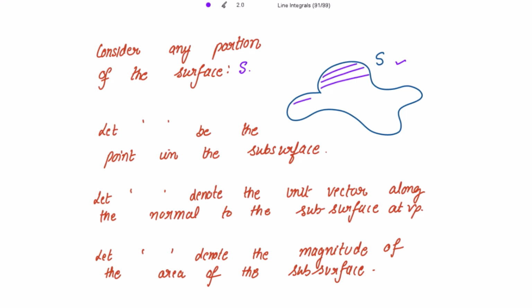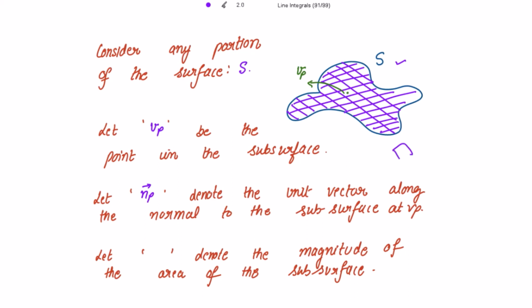And I'm going to divide this surface into many subsurfaces, and let me consider this subsurface, and I'm taking a point in the subsurface to be as VP. Let VP be the point in the subsurface, and let NP denote the unit vector which is along the normal to the subsurface at the point VP. So NP vector is your unit vector along the normal to the subsurface where the point VP is present.